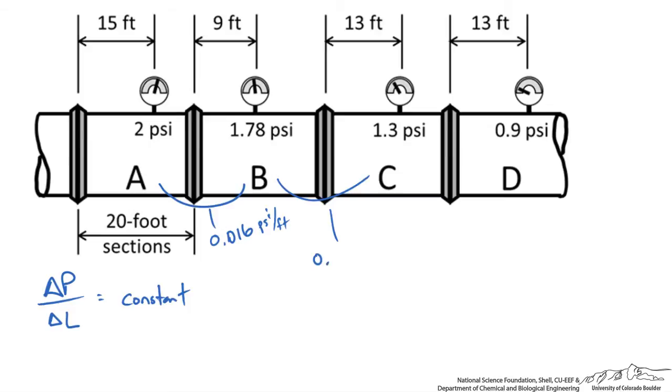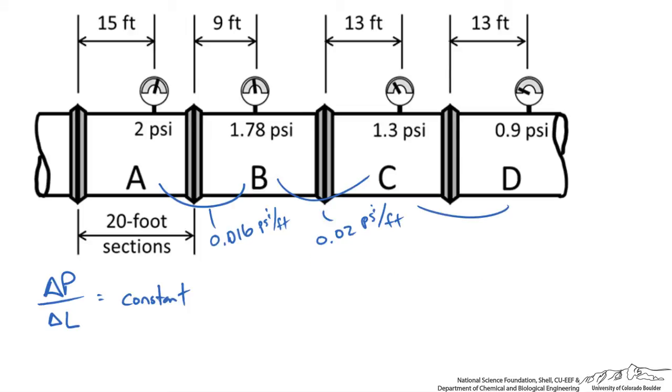We get 0.48 psi per 11 feet of section B remaining, plus the 13 feet is 24 feet. This gives us 0.02 psi per foot. So we can already see that the pressure drop is different. So we need to validate with one more pressure reading.